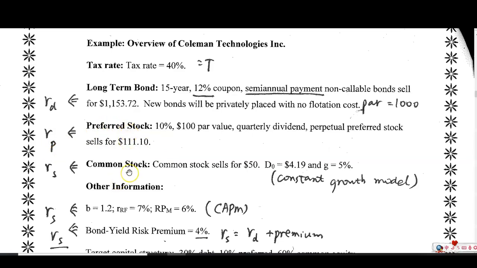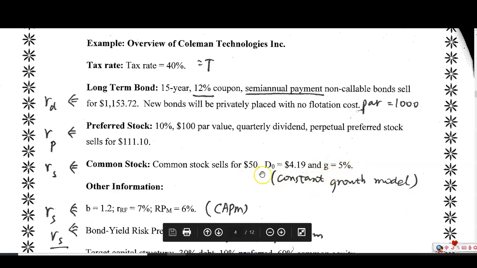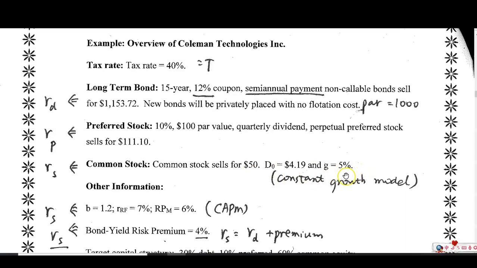For the common stock issued by this firm, it sells at $50, and D0, the dividend just paid, is 4.19, and the growth rate is 5%. So we know it's a constant growth model. The dividends are growing at this constant rate of 5% forever. We're going to use the constant growth model to calculate the cost of common stock, RS.